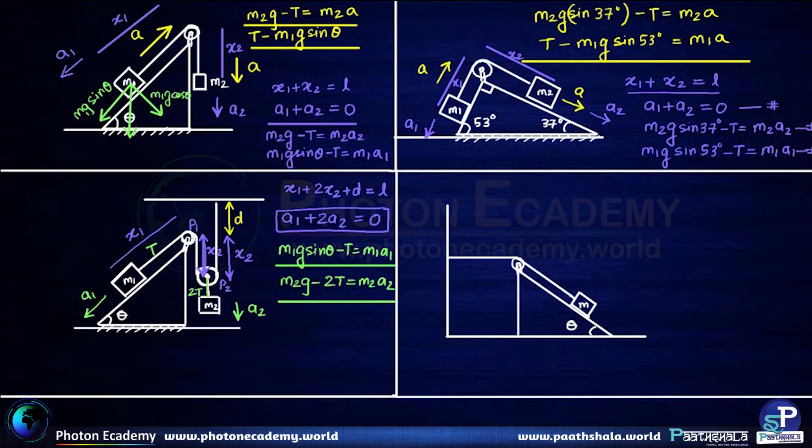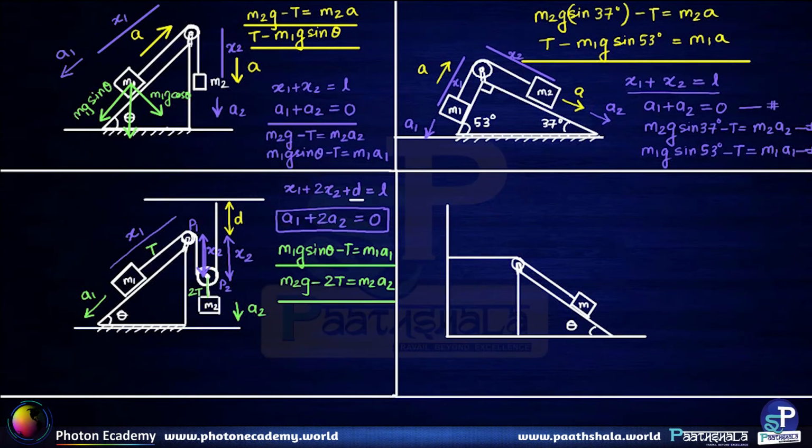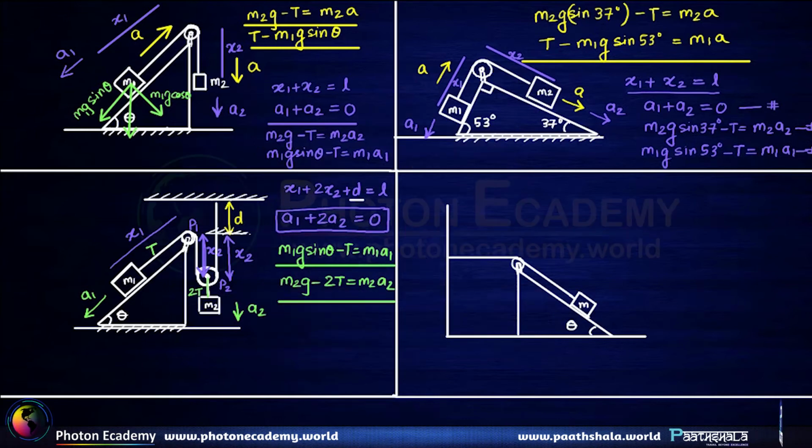So please note the fact that this d happens to be the constant length of the string that is not moving. So this upper rigid support, you could have drawn this upper rigid support at this level also, because the length of the string d, that is the length from the upper rigid support to the center of pulley P1, remains constant in this particular question. This is something to be realized via physical intuition.